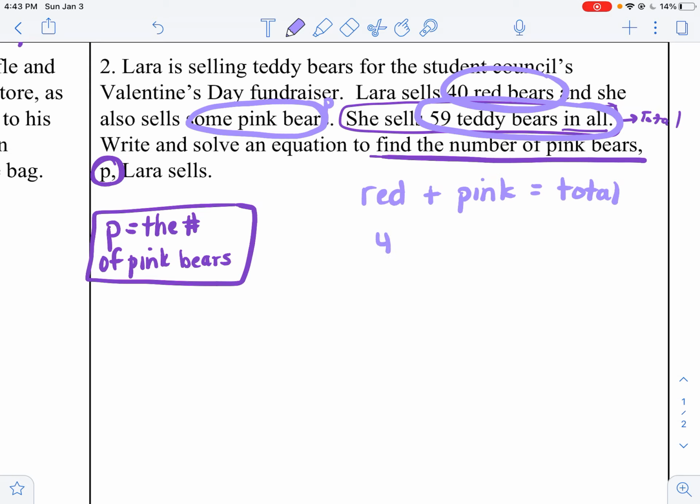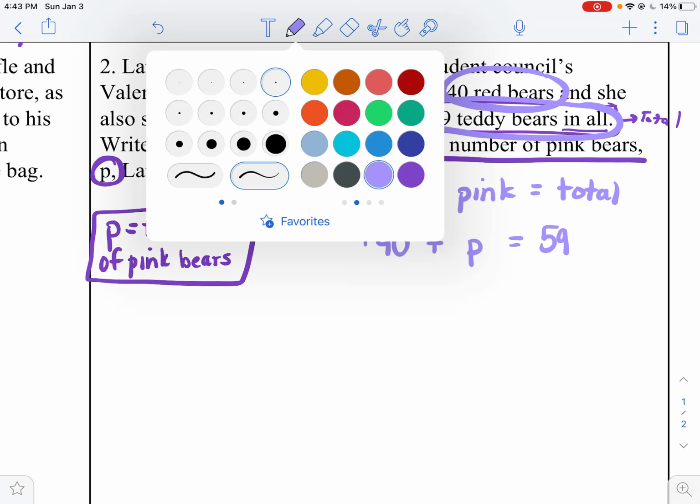So our red bears, or Lara's red bears, which is 40, plus the pink bears, which is P, equals the total bears she sold, which is 59. Now, in this situation, the P doesn't come first, but that's totally okay. We have 40 plus P or P plus 40. We can flip-flop it if we want. The 40 is positive. It's a positive number.